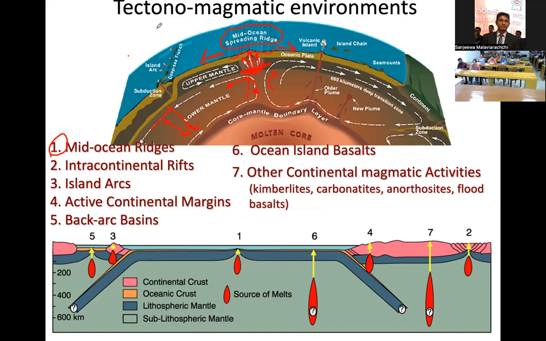But this particular basalt is produced at a mid-ocean ridge, right? It's a special tectonic region, so a tectonomagmatic environment. So therefore, that magma or that basalt we call mid-ocean ridge basalt, right? Mid-ocean ridge basalt. So in other words, we have a very popular abbreviation for that, MORB.